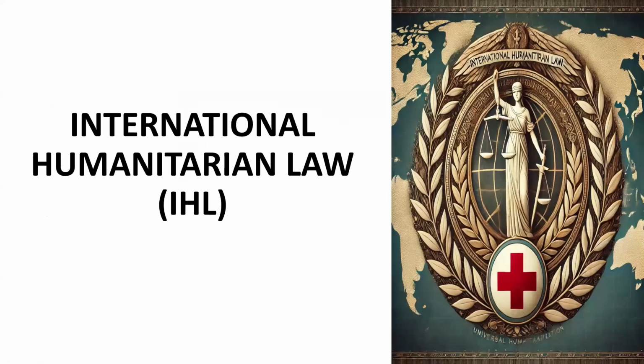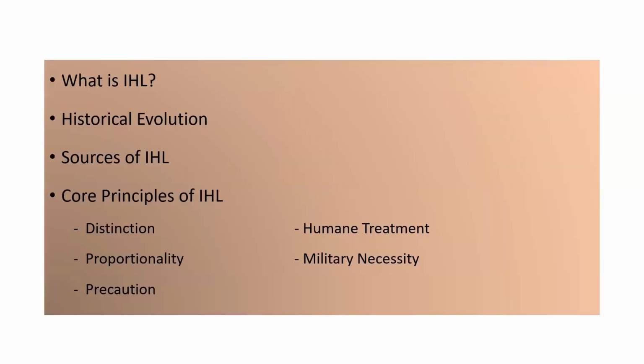In today's video, I'm going to discuss another type of law, that is International Humanitarian Law, also known as IHL. By the end of this video, you will get to know what is IHL, its historical evolution, the sources of IHL, followed by the core principles of IHL, which includes distinction, proportionality, precaution, humane treatment, and military necessity.